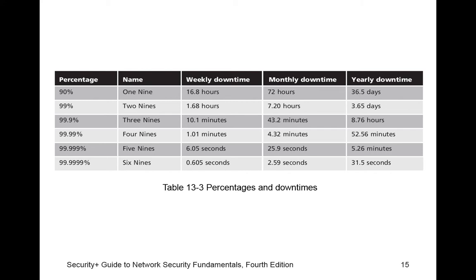Okay. Here you go. How many times have you heard about the nines of reliability? You have 90%, one nine. You can be down 36 and a half days if you have a 90% uptime. If I buy a six-nines reliability, that means that my system is only down for 31 and a half seconds a year.